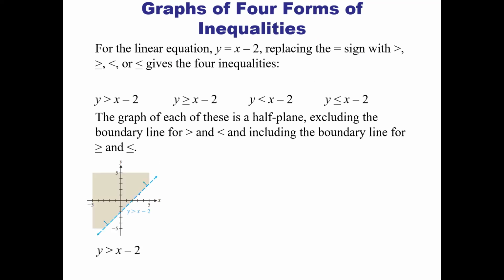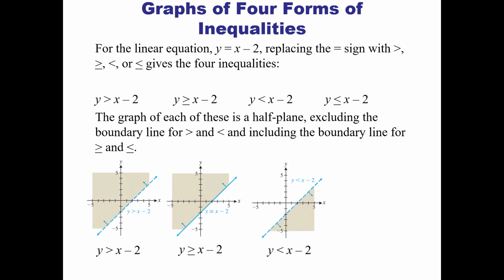For the greater than, we have the dotted line, and it's going to be everything above. For the greater than or equal to, we include the boundary line, so it's a solid line, and then everything above. Now, the less than is going to be a dotted line and everything below it, and less than or equal to is going to be a solid line and everything less than or equal to. All right, let's stop there, and then we'll come back for some more.